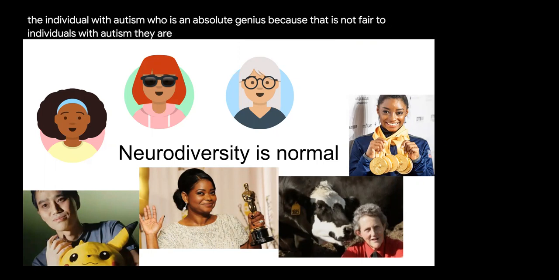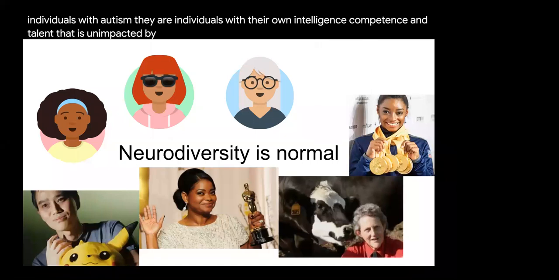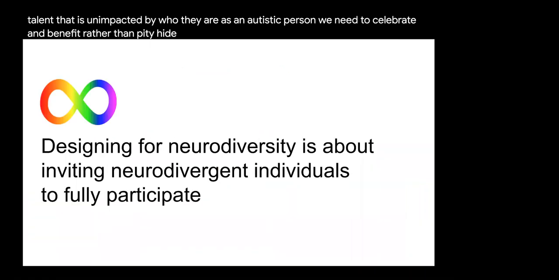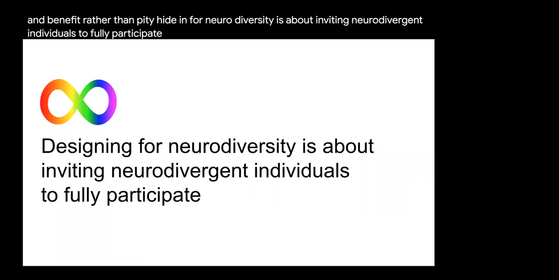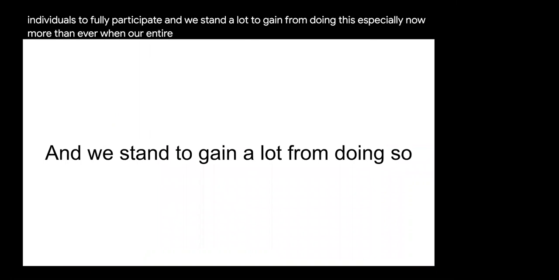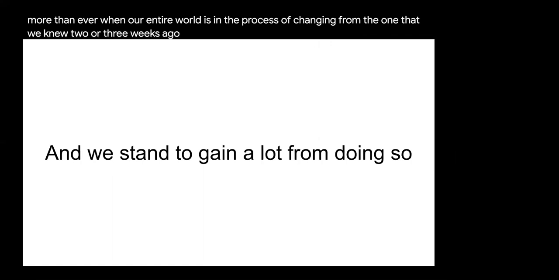They are individuals with their own intelligence, competence, and talent that is unimpacted by who they are as an autistic person. We need to celebrate and benefit rather than pity, hide, or compensate for neurodiversity. Designing for neurodiversity is about inviting neurodivergent individuals to fully participate. And we stand a lot to gain from doing this, especially now more than ever, when our entire world is in the process of changing from the one that we knew 2 or 3 weeks ago.